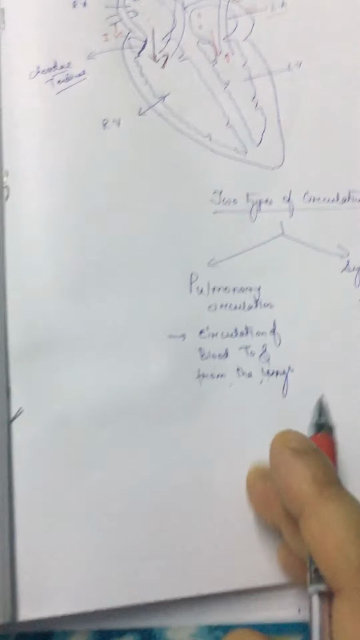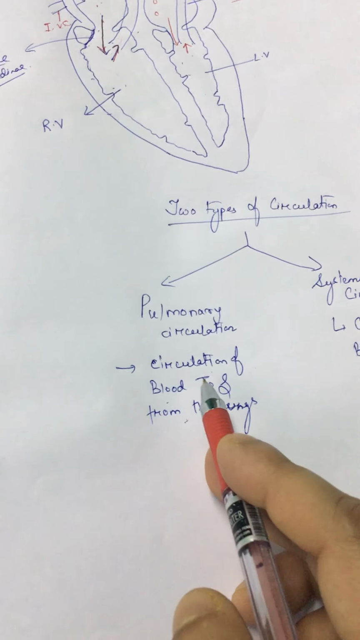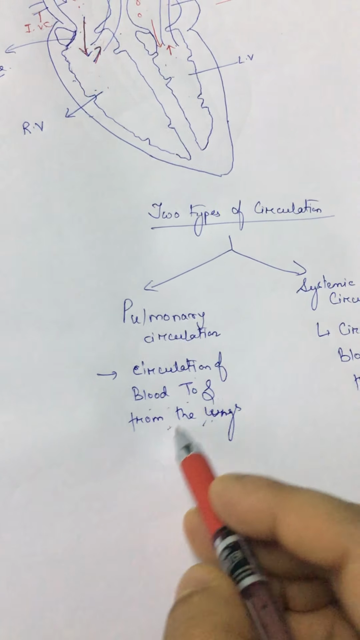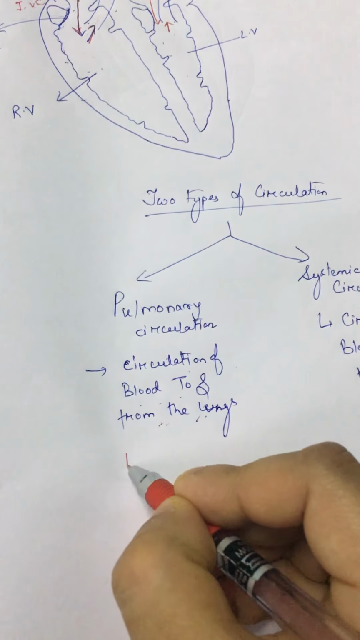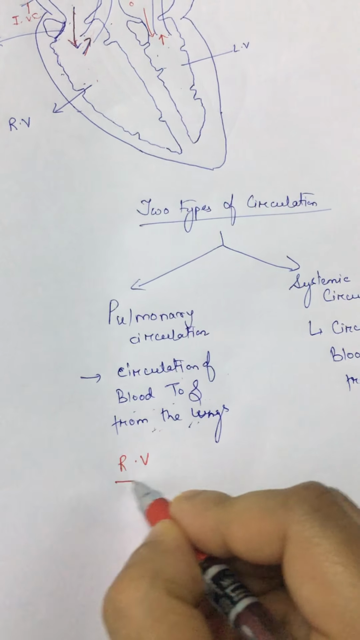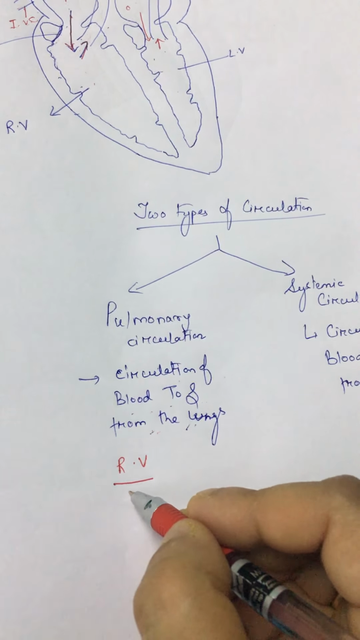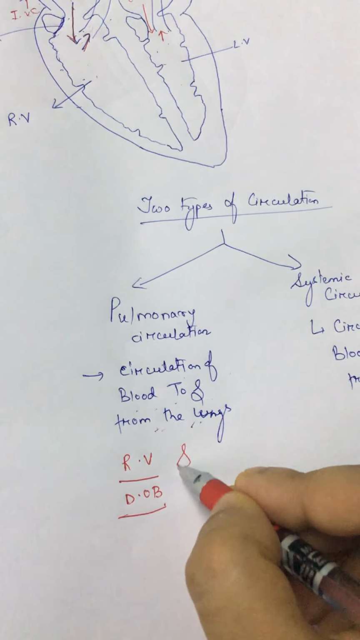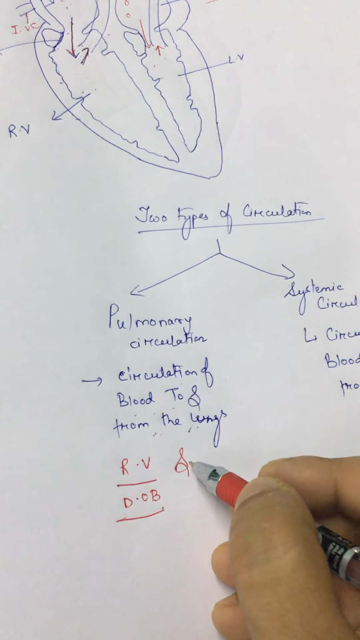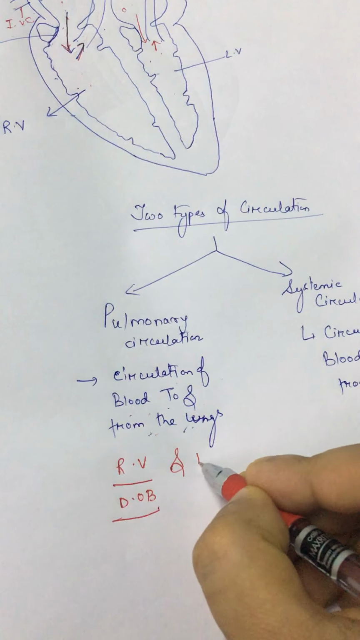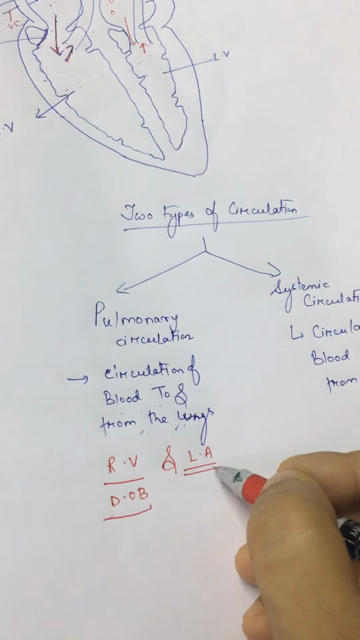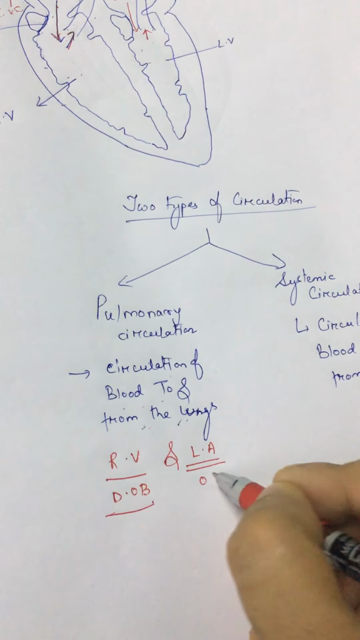So which chambers of the heart are involved in the circulation of blood to and from the lungs? It is the right ventricle, because from the right ventricle the deoxygenated blood is pumped to the lungs. And the left auricle, because it receives the oxygenated blood from the lungs.